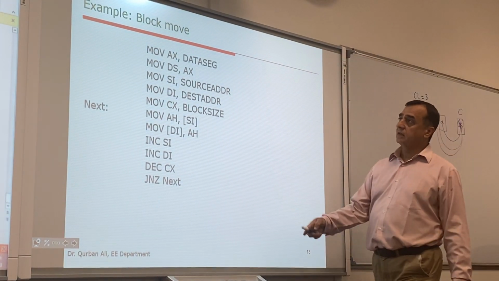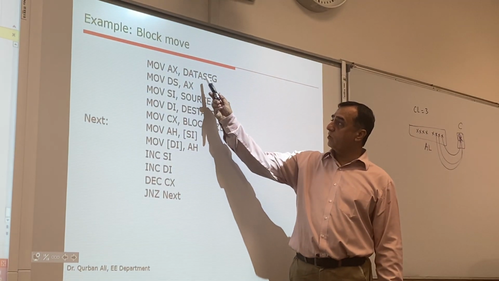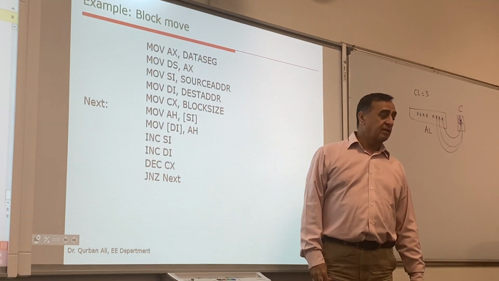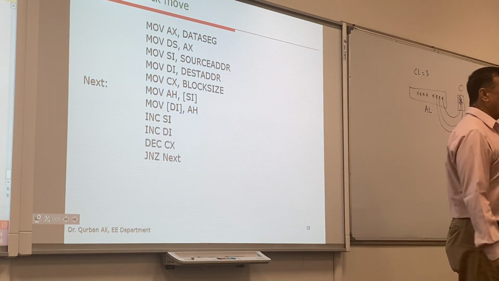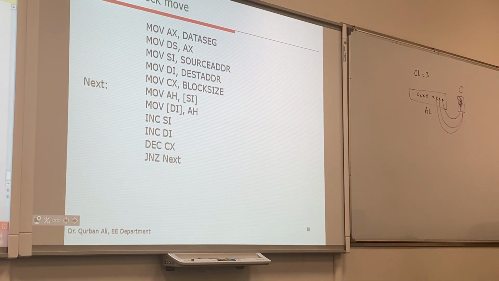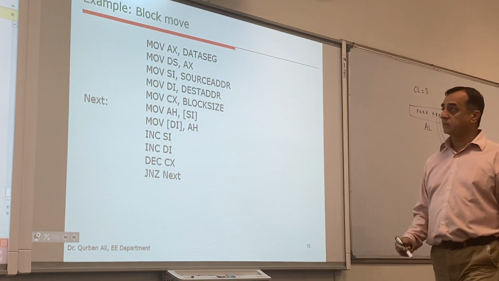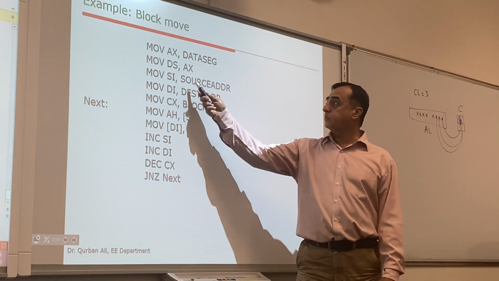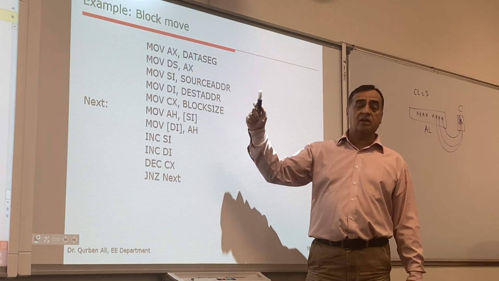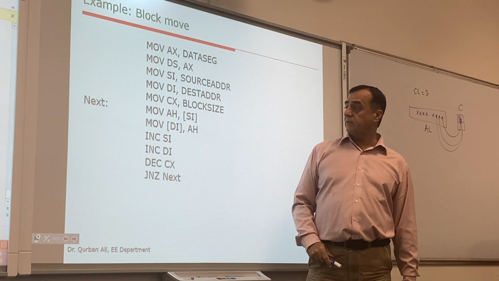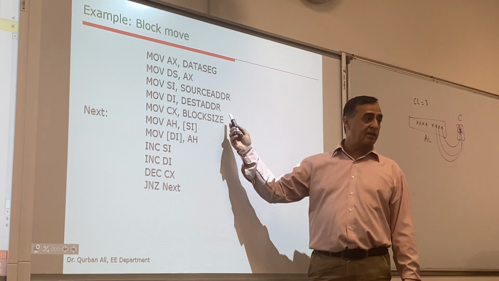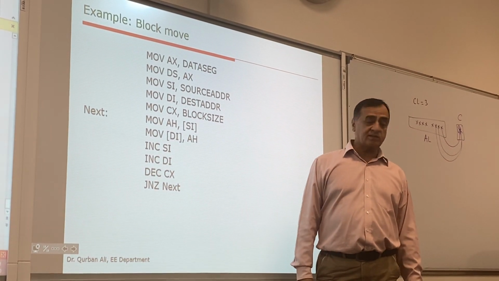What is this one? It says move some value into AX, right? Then that value goes to, which means what did we do? We defined the base address, right? DS has the base address. In SI, I am putting the source address. In DI, I am putting the destination address. And in the counter, I am putting the block size.